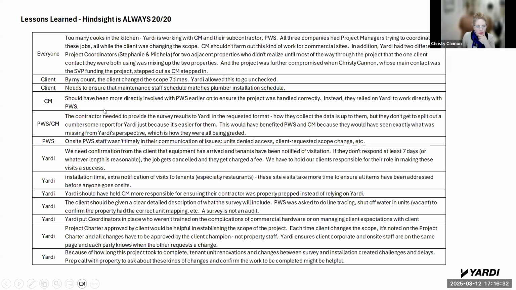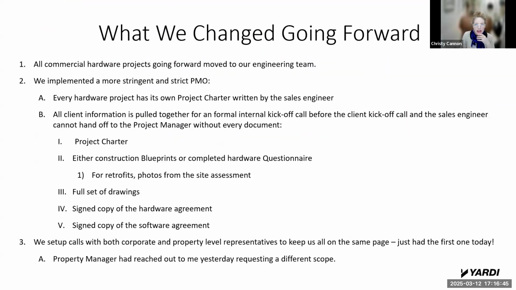So all of these different things, I had to have these conversations with different parties, understand what happened, and make sure that we had a plan for how we were going to do things differently with the next projects. And it's not fun, but sometimes it just has to happen. So what we change going forward: all commercial projects, our engineering team is handling. We implemented a much more stringent PMO. And I mean, we documented the heck out of that thing. We do project charters now, which I'm the sales engineer.